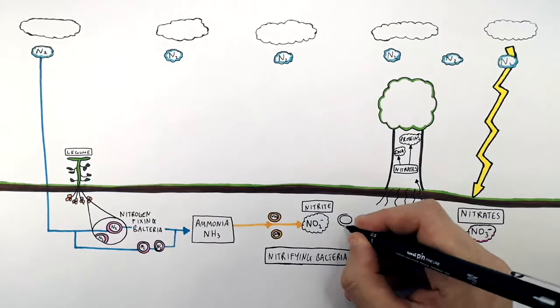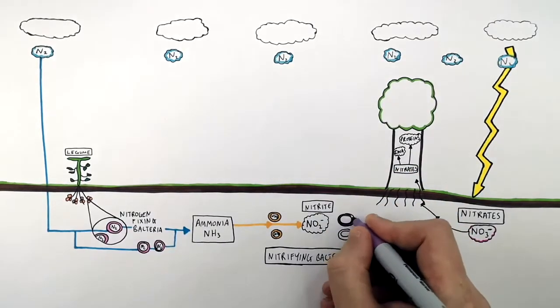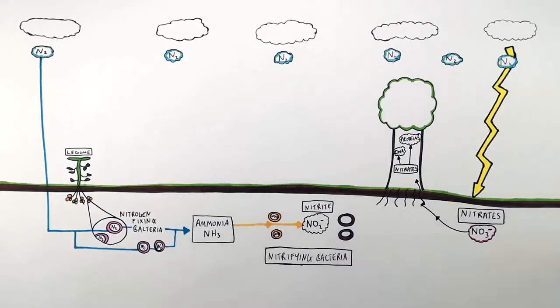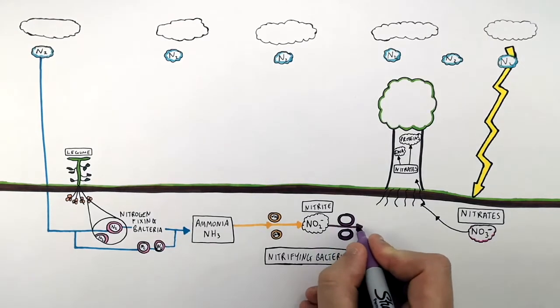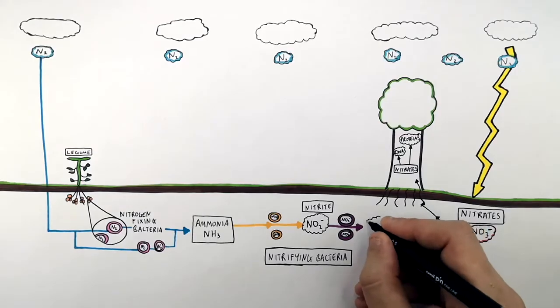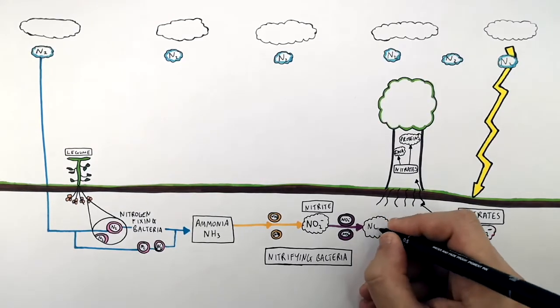These nitrites are then converted by nitrifying bacteria into nitrates. So nitrifying bacteria convert ammonia, NH3, into nitrites, and they also convert nitrites into nitrates. An example of a nitrate is NO3-.